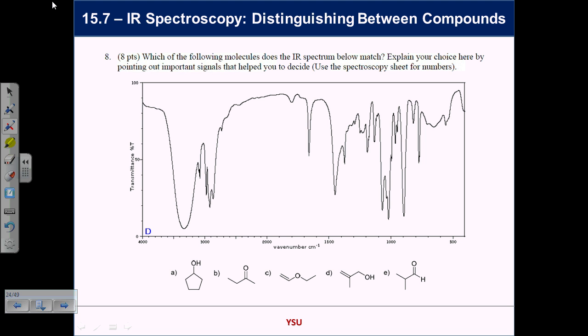Anyway, here's a typical question. Which of the following molecules does the IR spectrum below match? Explain your choice by pointing out important signals that help you decide by using that spectroscopy sheet, which is the last sheet of the exam. Now, you might modify that question and say, how do you know it's not the others? So that we're not guessing.